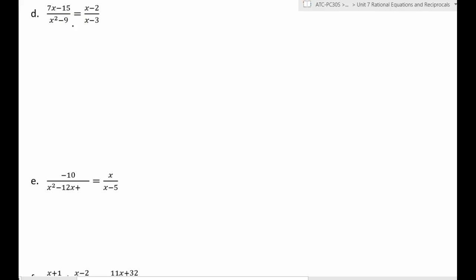D, we finally start seeing that factoring piece come into play. So if we pause and look at what we've got here, I'm going to rewrite this immediately into factored form. So I've got 7x minus 15 over, instead of x squared minus 9, I see that's the difference of squares, so x plus 3, x minus 3. And x minus 2 over x minus 3 on the other side. From here, now I can talk non-permissible values and lowest common denominator.